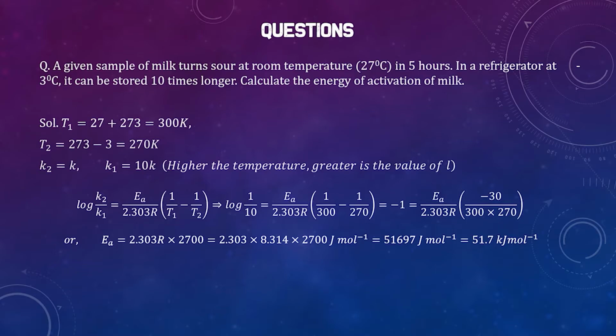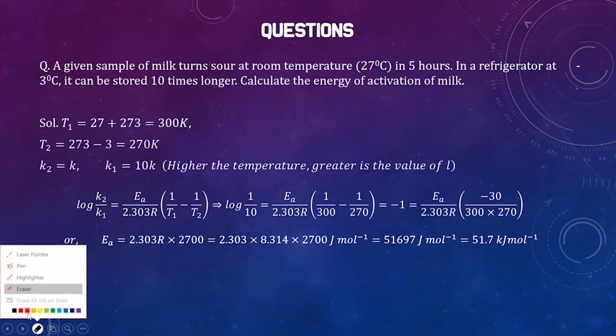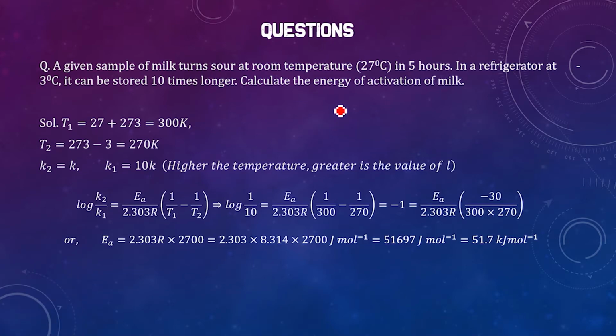So the same formula, our Arrhenius equation, you have to use this expanded one. T1 is equal to 300 Kelvin. T2 will be, what is this? In the refrigerator at 3 degrees Celsius. So obviously that temperature will be lower. So 273 minus 3, it is 270 Kelvin. Yes, got it. And K2 is equal to, suppose this is K1. So according to K1, it can be stored 10 times longer.